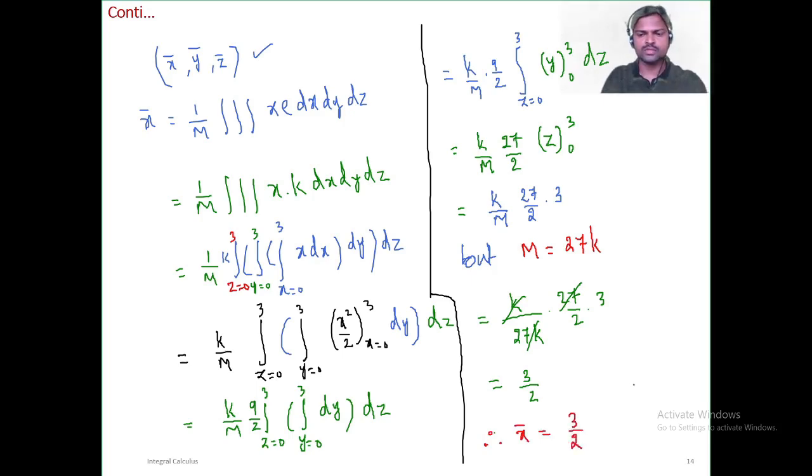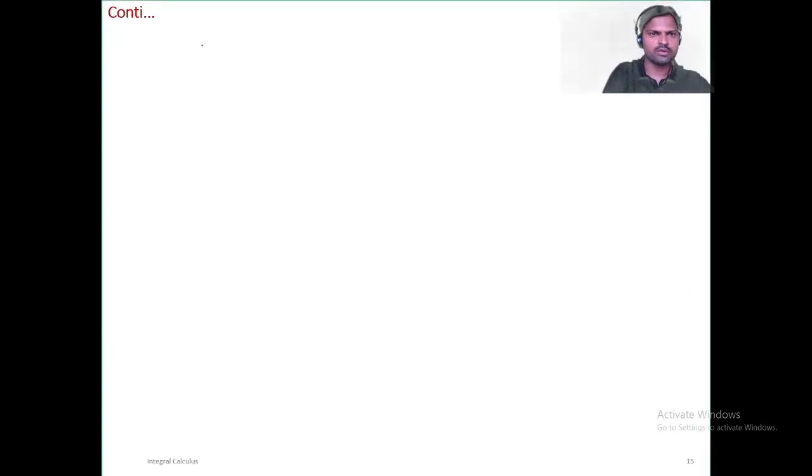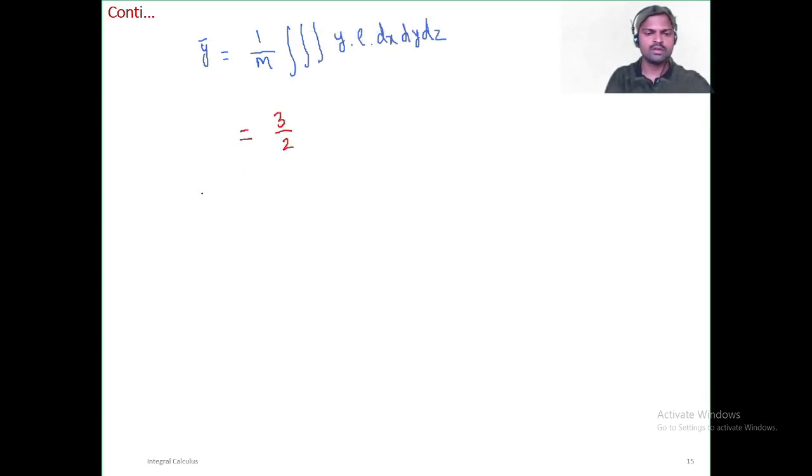Next one, y bar, the second coordinate of the center of gravity. 1 over m, triple integration y into density function into dx dy and dz. Here also you are supposed to get 3 by 2, try once. Next z bar. What is z bar? Z bar is again 1 upon m triple integration z into density function into dx dy dz. Again here you are supposed to get 3 by 2.